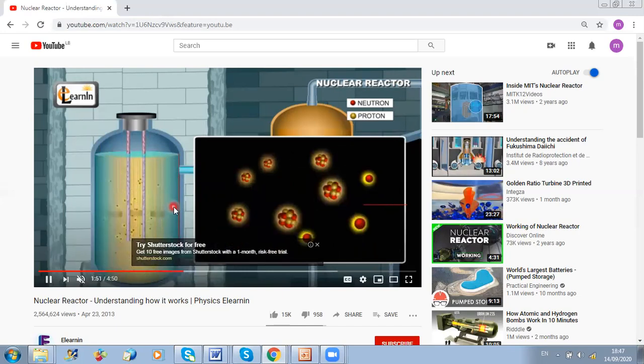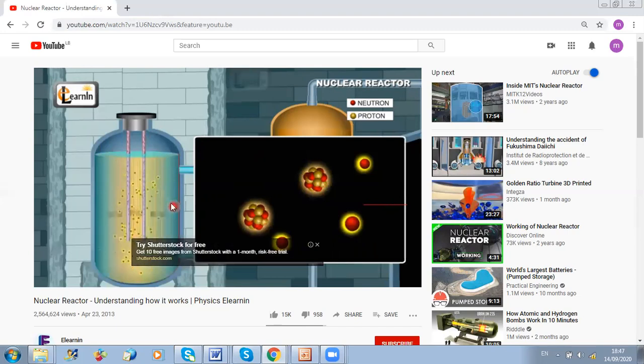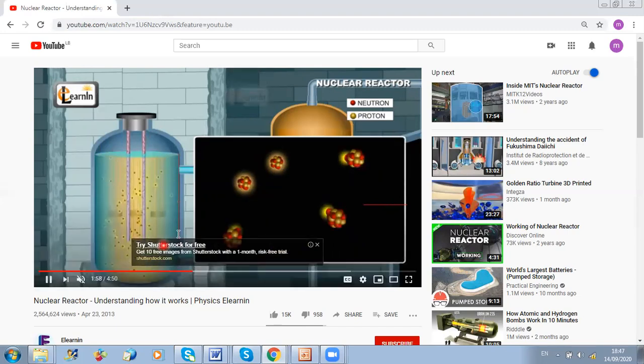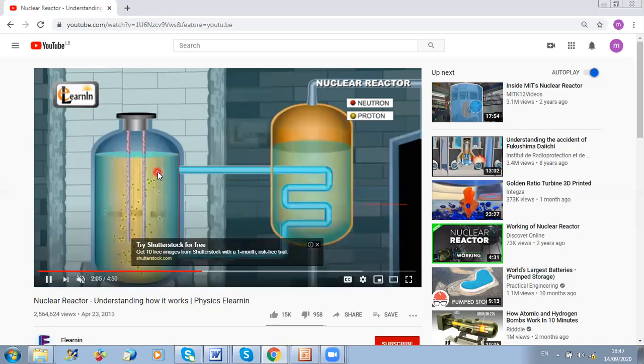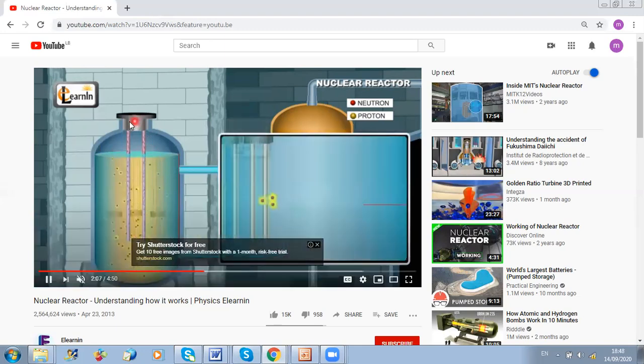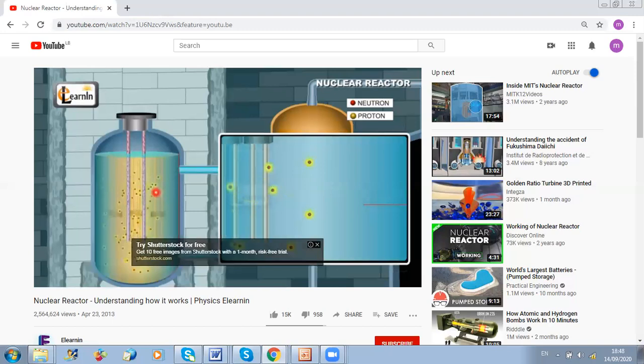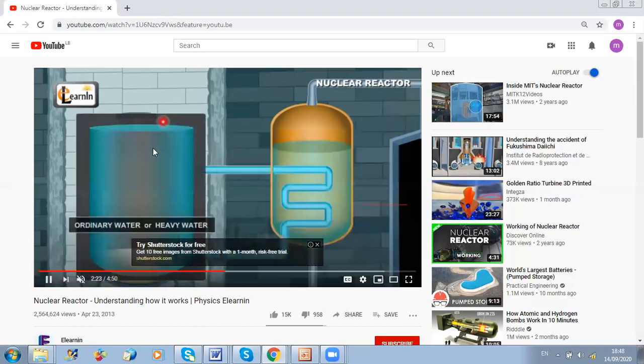If you want to control the rate of fission in your reactor, you can add what is called control rods. As you can see here, these are control rods. The control rods will absorb the excess of neutrons produced. And if you want to accelerate the rate of fissions, you can remove the rods. In this way, you can control the rate of fissions in your reactor.